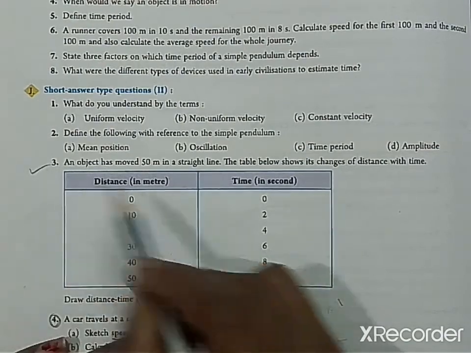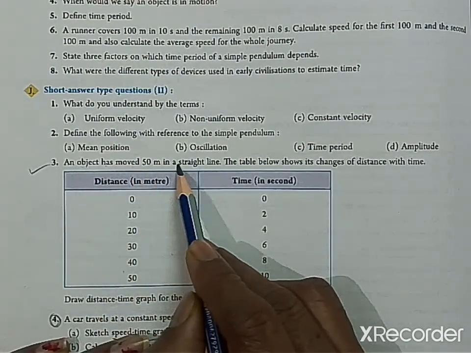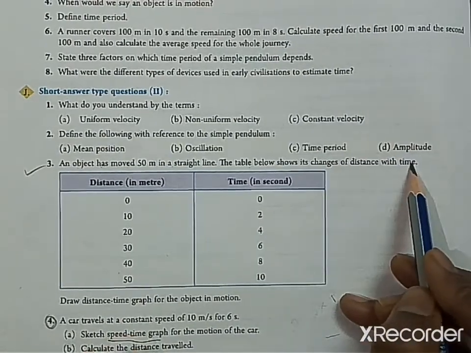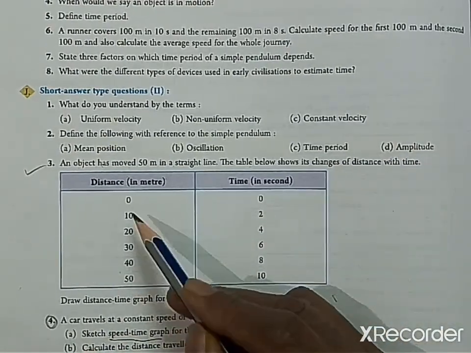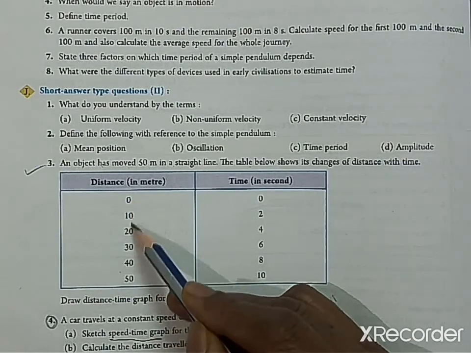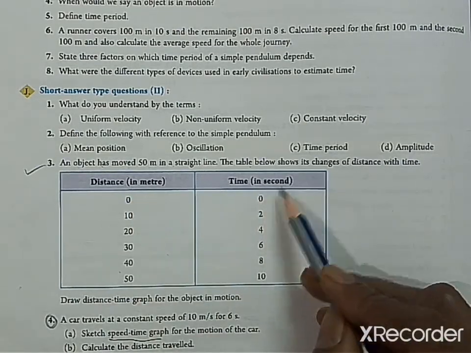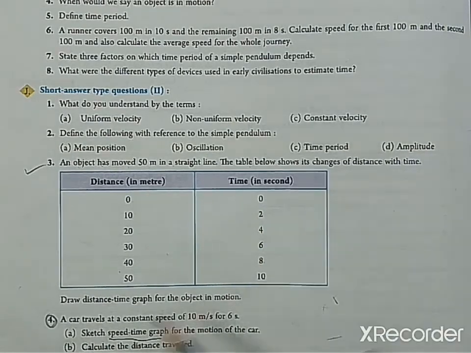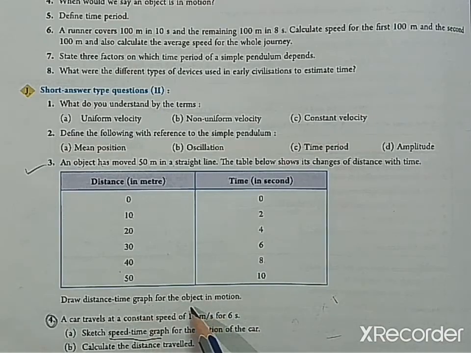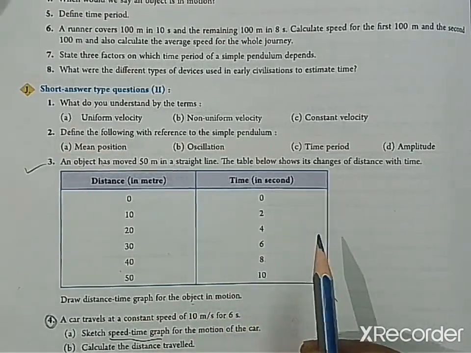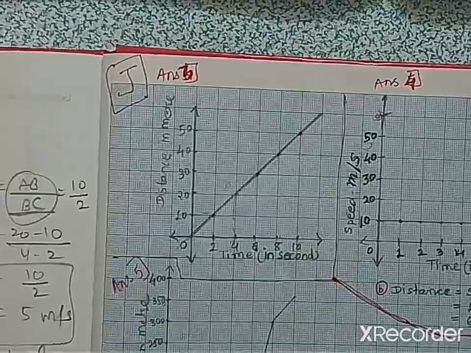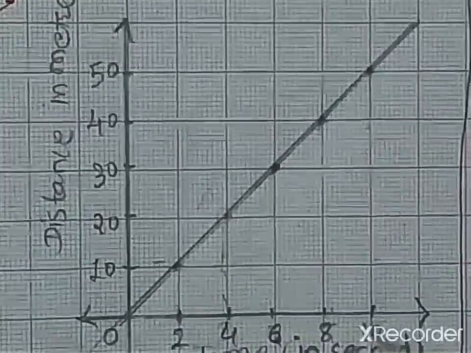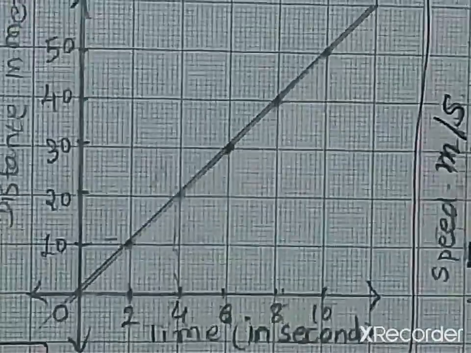So here one example is there. An object has moved 50 meter in a straight line. The table below shows its changes of distance with time. Okay, observe this table now. You can see distance in meter 0, 10, 20, 30, 40, 50, and time in second it is given 0, 2, 4, 6, 8 and 10. Draw a distance time graph for the object in motion. Now we can plot this graph like this. Here you can see. Okay, so this is the graph for this question.